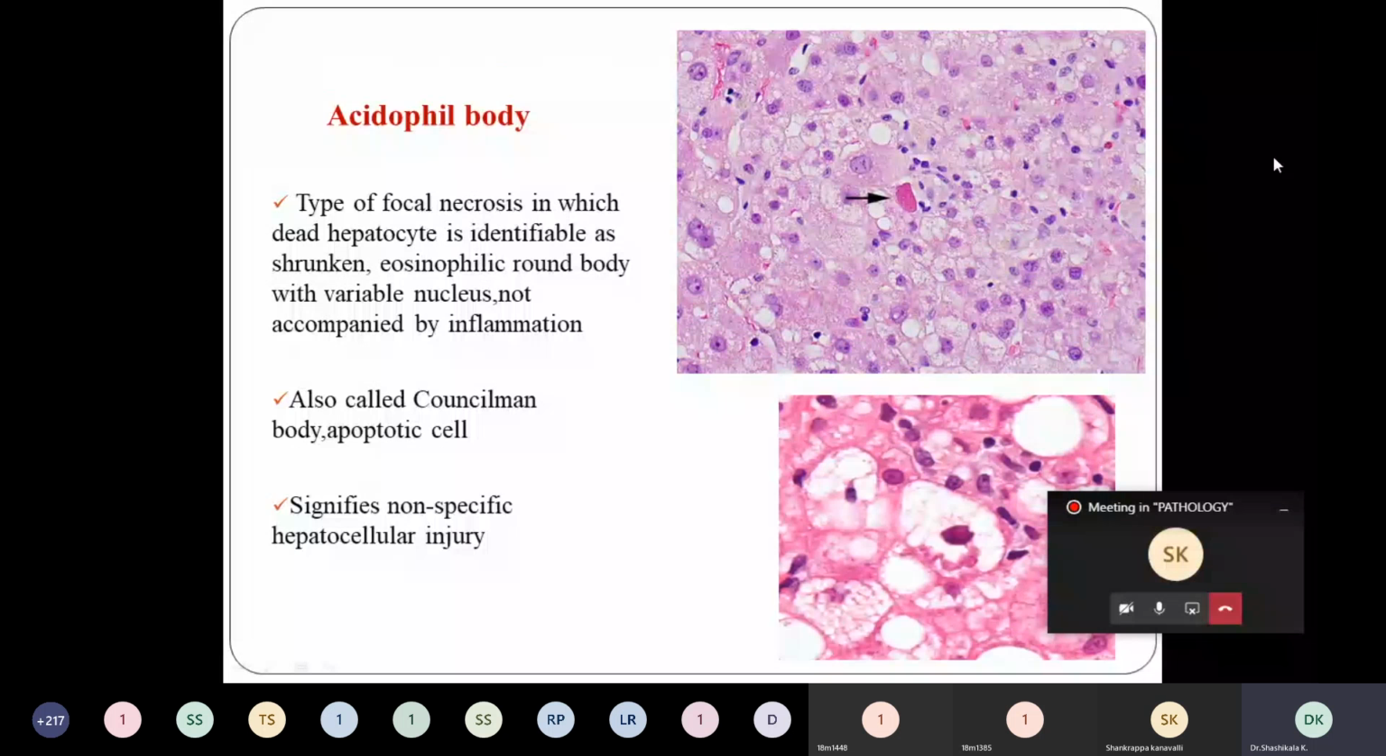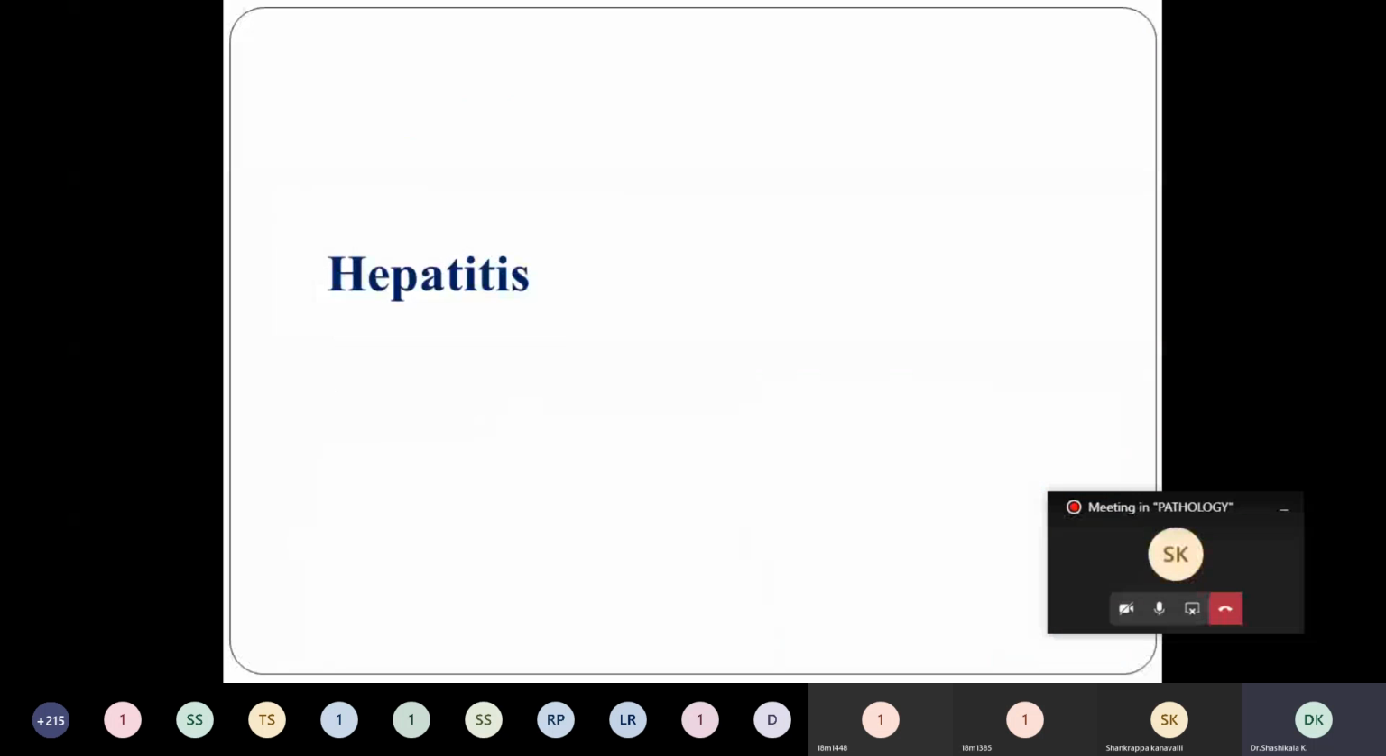So this is another inclusion. It's called an acidophil body. It is a type of focal necrosis in which the dead hepatocyte is identified as a shrunken eosinophilic round body with variable nucleus, which is not accompanied by inflammation. So this is called a Councilman body or apoptotic cell. This is a higher magnification showing the Councilman body. So this signifies non-specific hepatocellular injury.